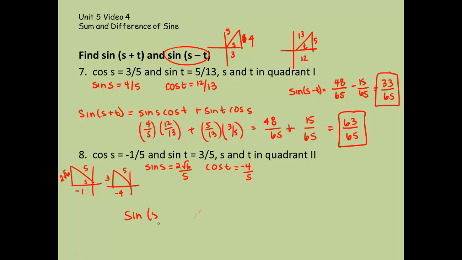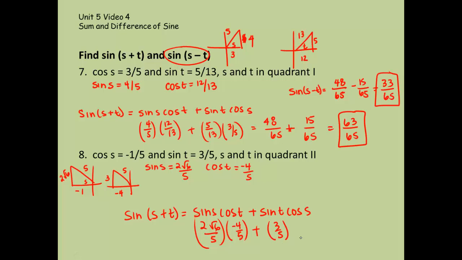So the sine of S plus T is equal to the sine of S, the cosine of T, plus the sine of T and the cosine of S. Let's fill in those 4 pieces. The sine of S is 2√6/5. The cosine of T is -4/5. Plus the sine of T is 3/5, and the cosine of S is -1/5. Let's see what we come up with.